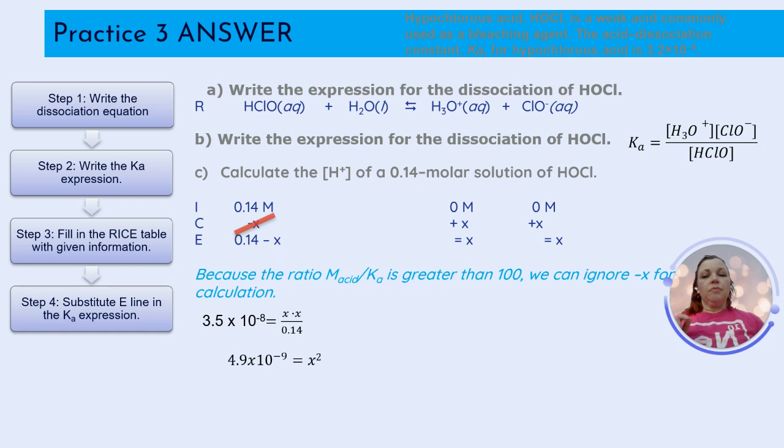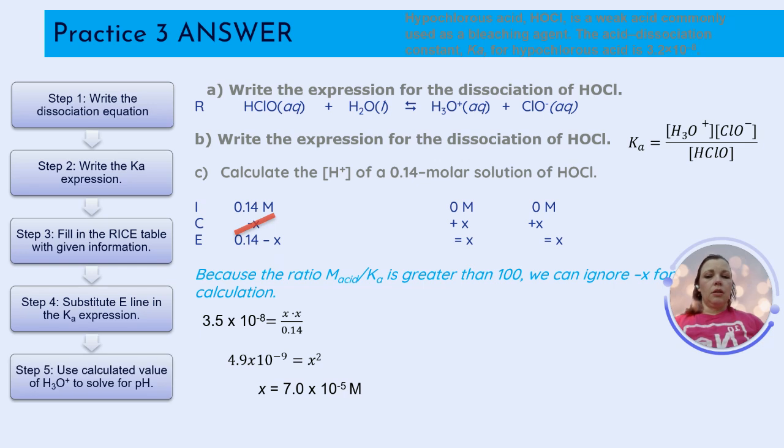Now we can solve for X by rearranging. We'll multiply both sides by 0.14 and then square root that, and we get that X is equal to 7.0 times 10 to the negative 5th. Then we can use that to report our concentration of H plus for this solution. So the concentration of H plus is equal to X, therefore 7.0 times 10 to the negative 5th is our answer.